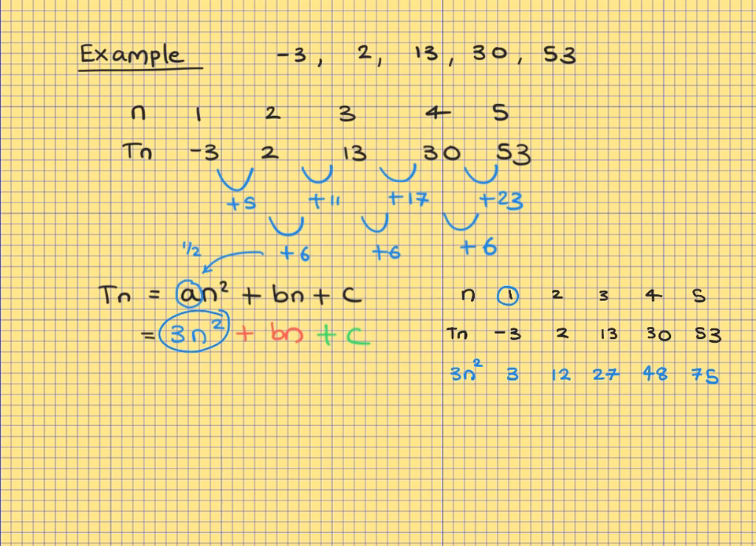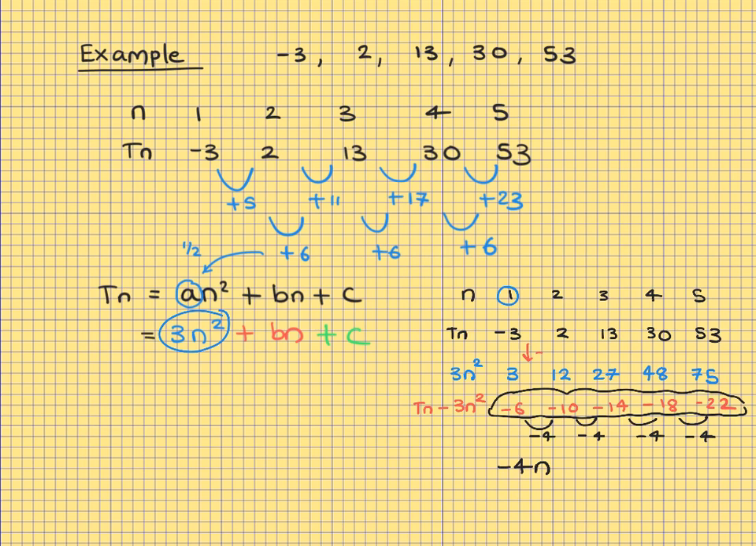Then let's do the subtraction. So we want to know what the numbers for Tn take away 3n squared are. So subtract. So we get negative 6, negative 10, negative 14, negative 18, and negative 22. So now let's look at the differences between these terms. We can see it's consistently negative 4, which means that we are looking for these values to have an nth term which begins negative 4n.